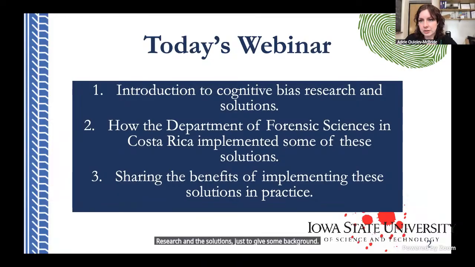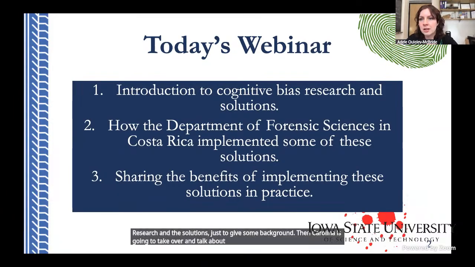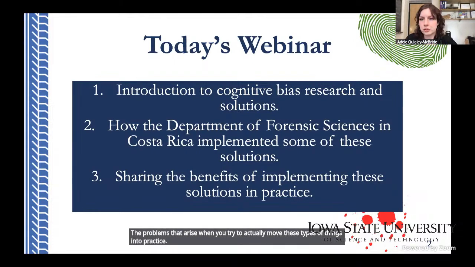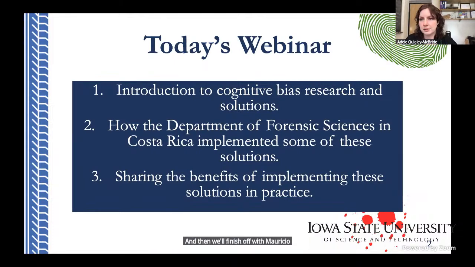Then Carolina is going to take over and talk about how they worked through the problems that arise when you try to actually move these types of things into practice. And then we'll finish off with Mauricio sharing some of the benefits of doing this.